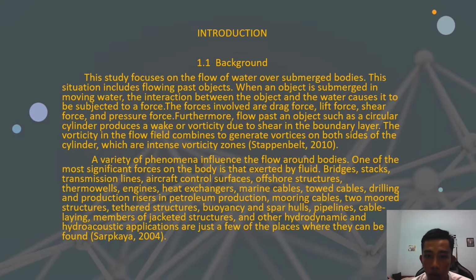Furthermore, flow past an object such as a circular cylinder produces a wave of vorticity due to shear in the boundary layer. The vorticity in the flow field combines to generate vortices on both sides of the cylinder, which are instant vorticity zones. A variety of phenomena influence the flow around bodies. One of the most significant forces on the body is that exerted by fluid.